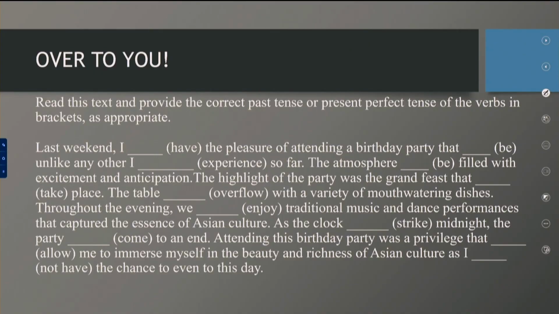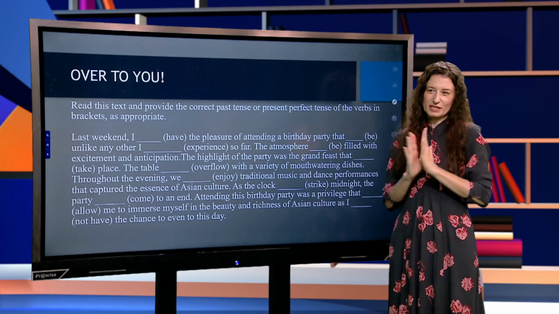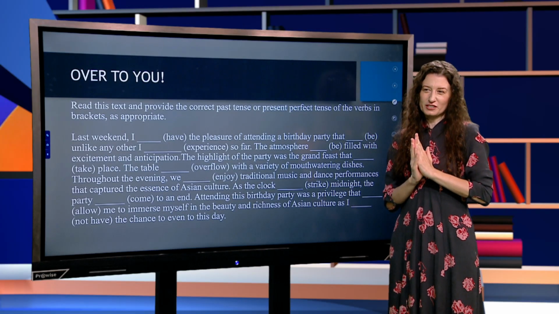However, in the other situations with words like so far, before, already, to this day, you're going to use the present perfect.